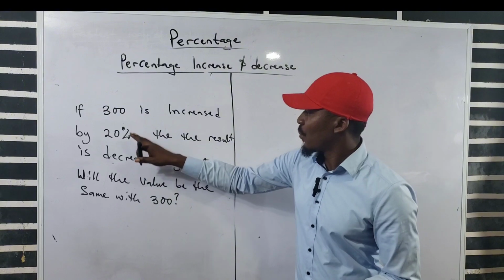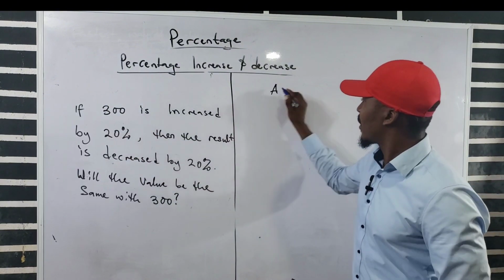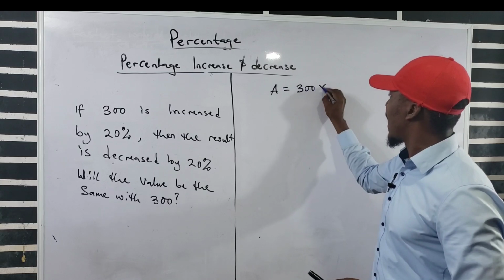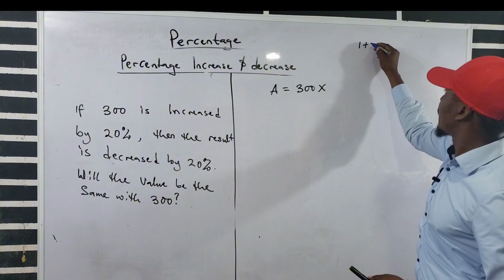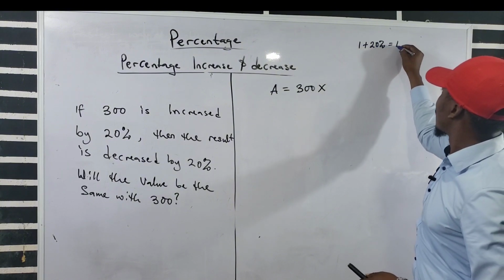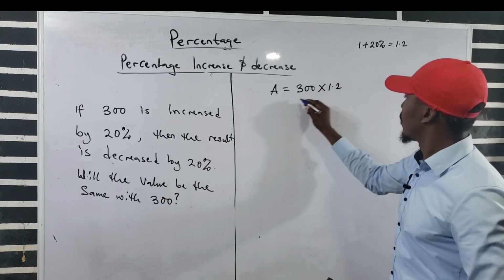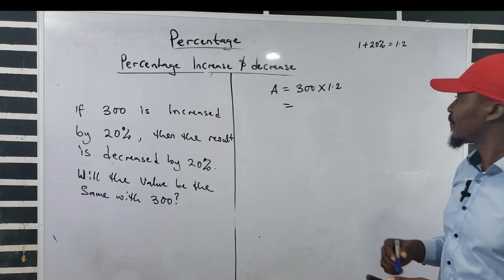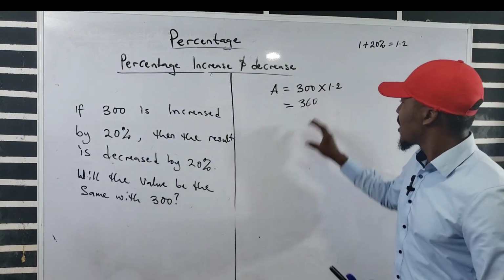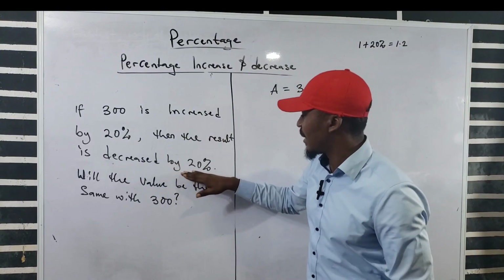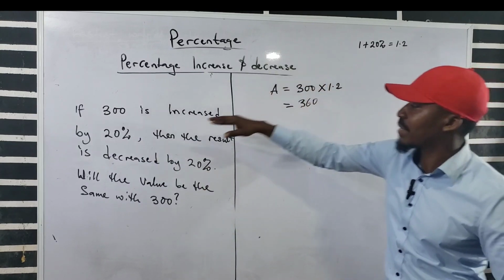So first of all, we increase by 20%. The new amount A is going to give us 300 times the increasing factor. And what is the increasing factor? That will give us 1 plus 20%, which is 1.2. So 300 times 1.2, what are we going to get? We'll get 360. Now, the question is, if this result is decreased by the same 20%, let's see whether we are going to get back our 300.